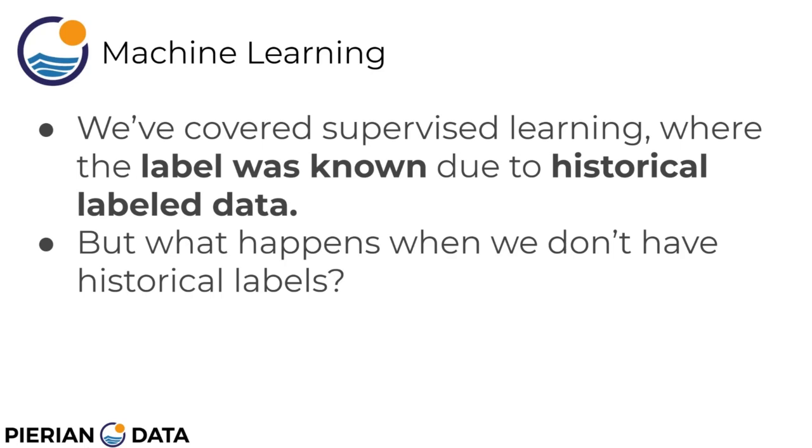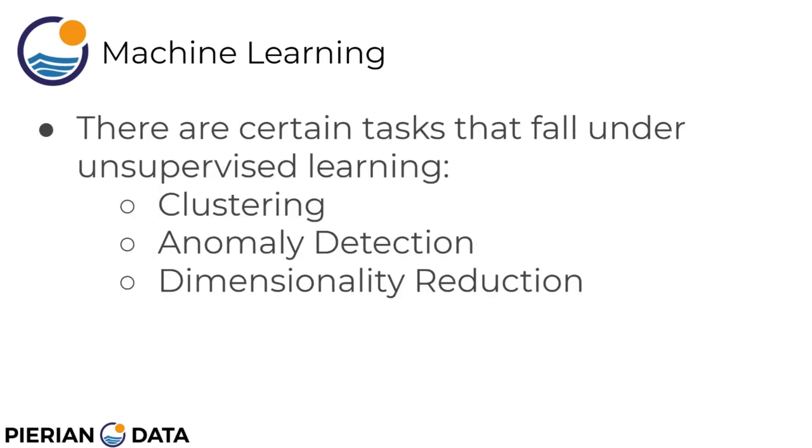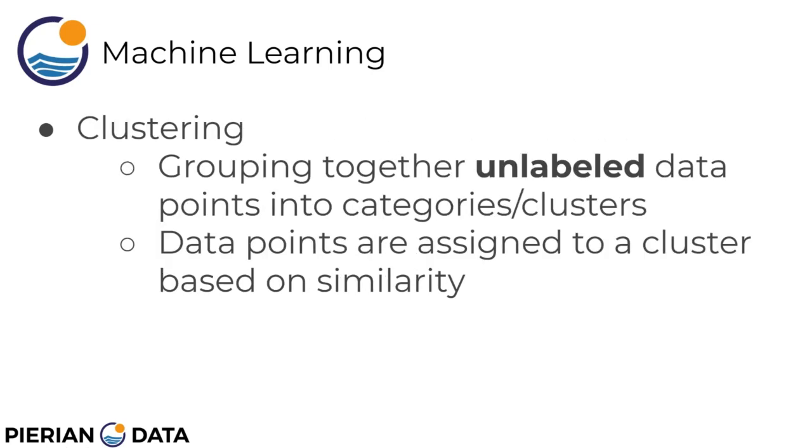But what actually happens when we don't have historical labels? For example, we just have all those images, but no one's gone ahead and actually labeled them dogs versus cats. We just have the raw image files, or we just have raw data in general that doesn't have any sort of label. This is unsupervised learning. And there are certain tasks that fall under this umbrella of unsupervised learning. There's tasks like clustering, anomaly detection, and dimensionality reduction. Let's talk about these individually.